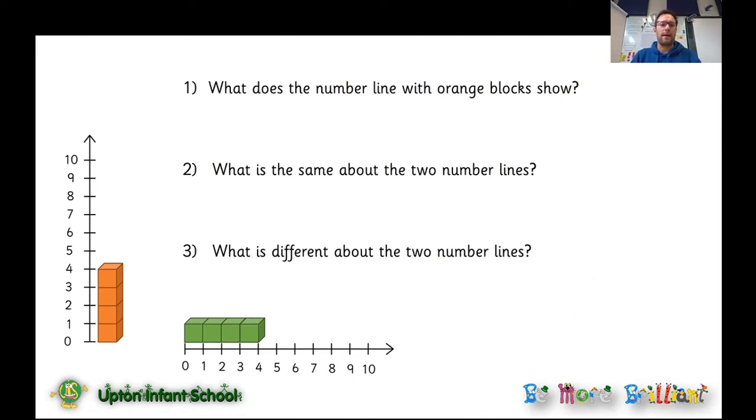Okay, have you had a good think? Let's go through the answers then. So, what does the number line with the orange blocks show? Well, if we count up those blocks and if we look across the line, we can see that it shows 4. There are 4 orange blocks.